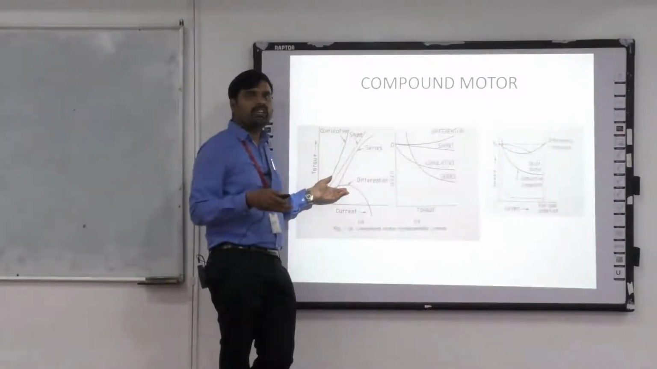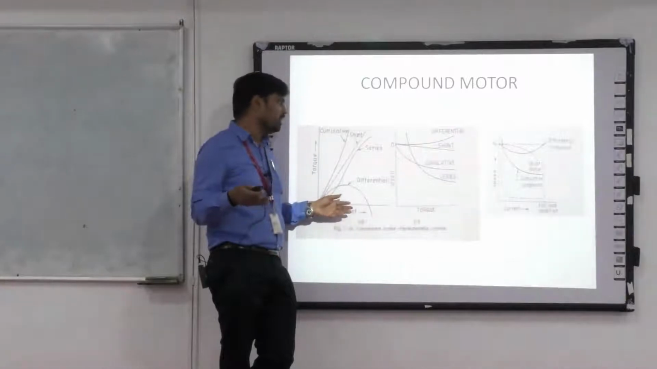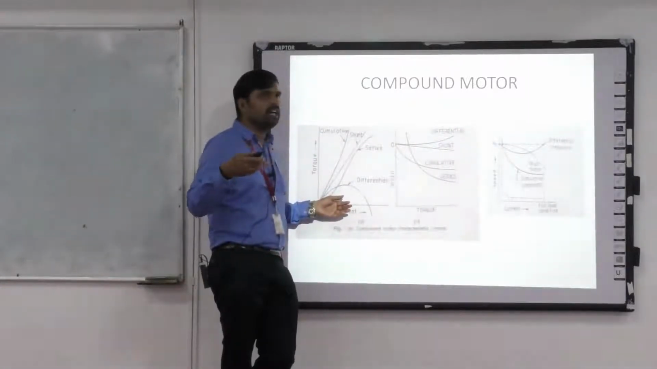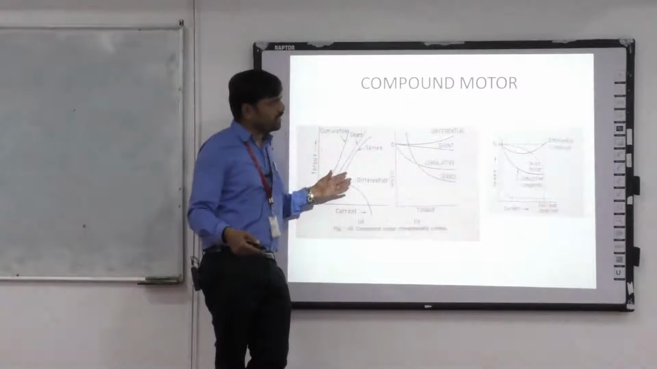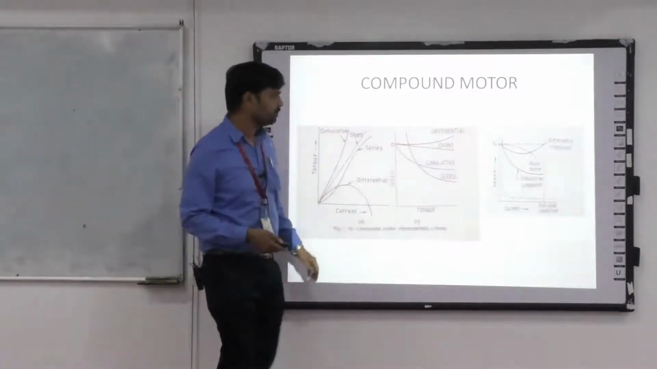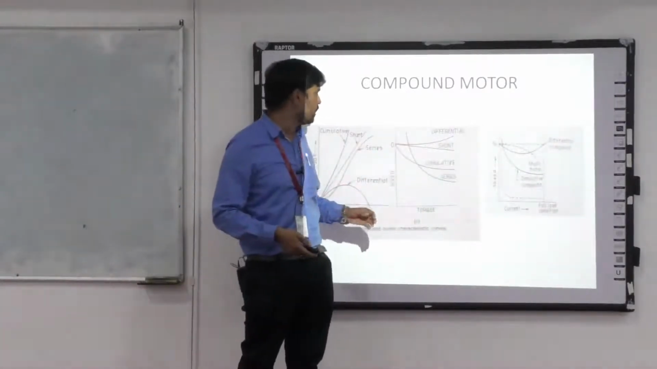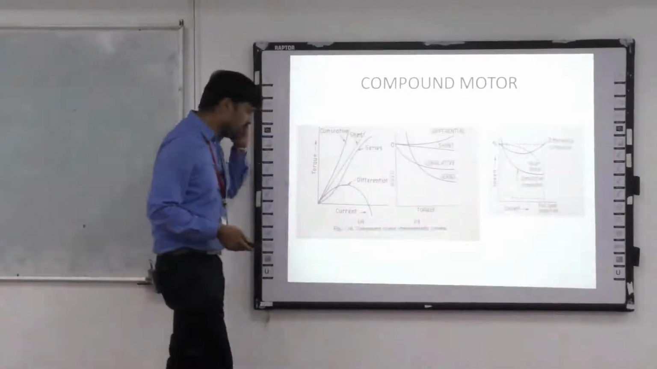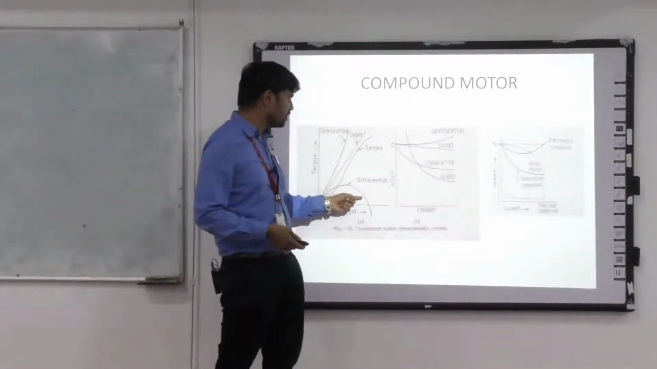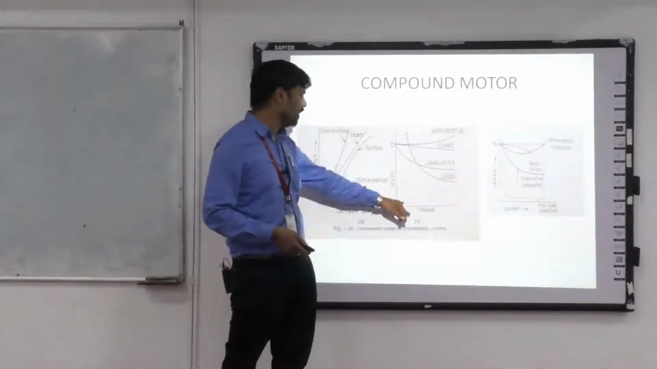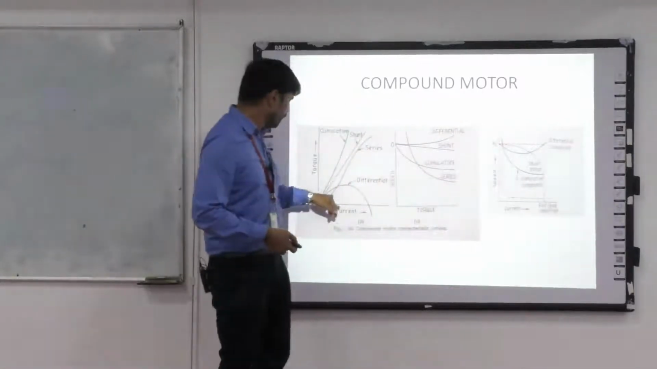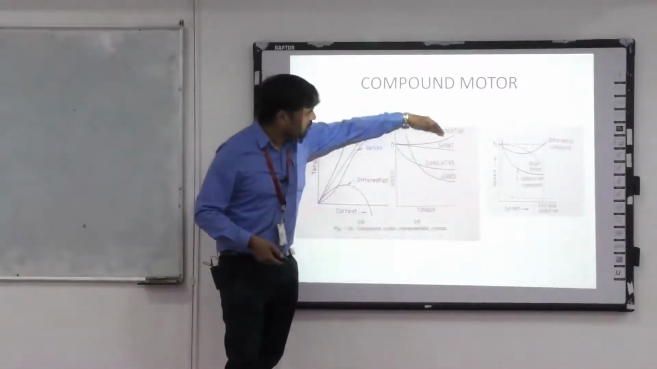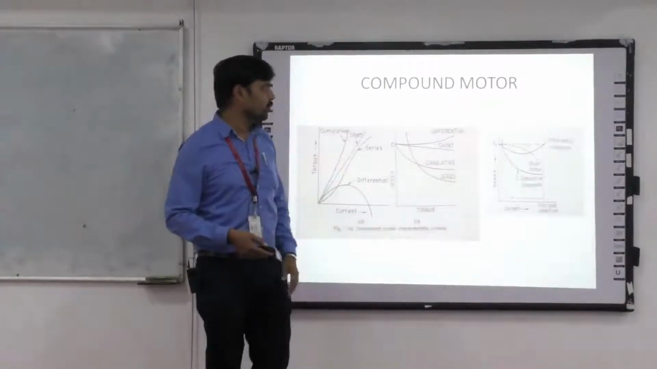Based upon the application, where we need the current changes, whether we need high starting torque or whether the starting torque should be reduced, we can design a motor and decide which motor should be used. So you see the torque speed characteristics also. When the current increases, the torque in the differential compound is decreasing. At the same time, in the torque speed characteristic, the speed is increasing. That means as we lose torque, the speed is increasing, inversely proportional to that.